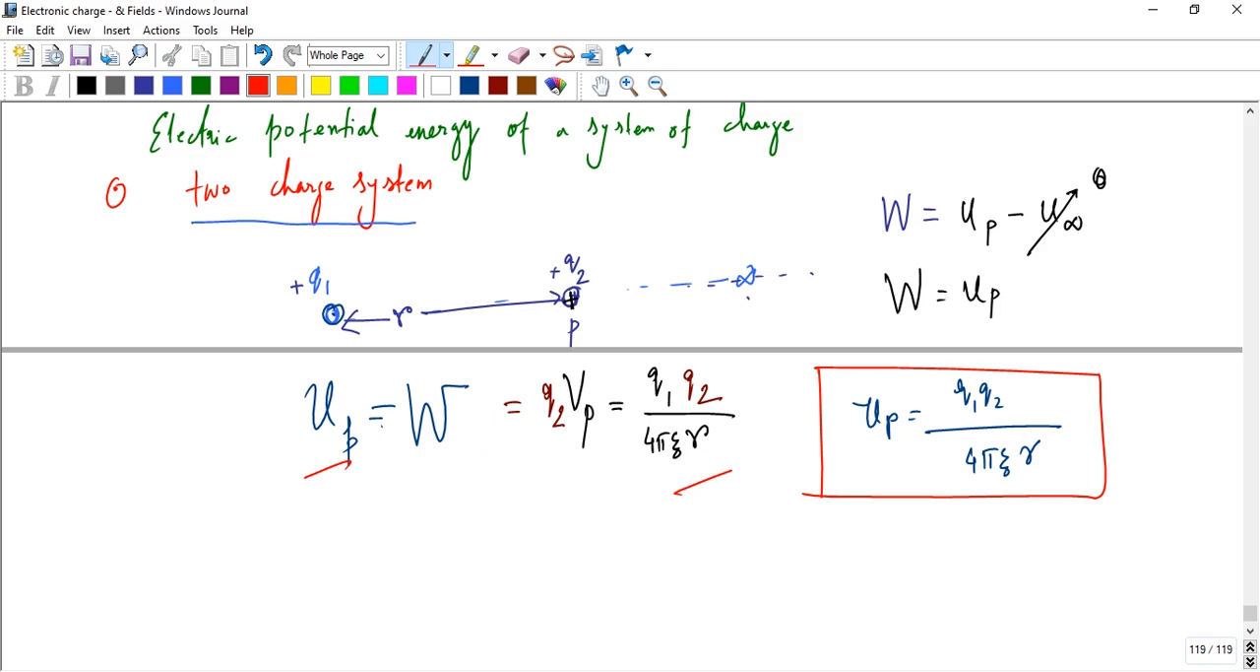So the potential energy of a system of charged particles is the sum of the potential energies of every pair of particles in the system. They are just added.